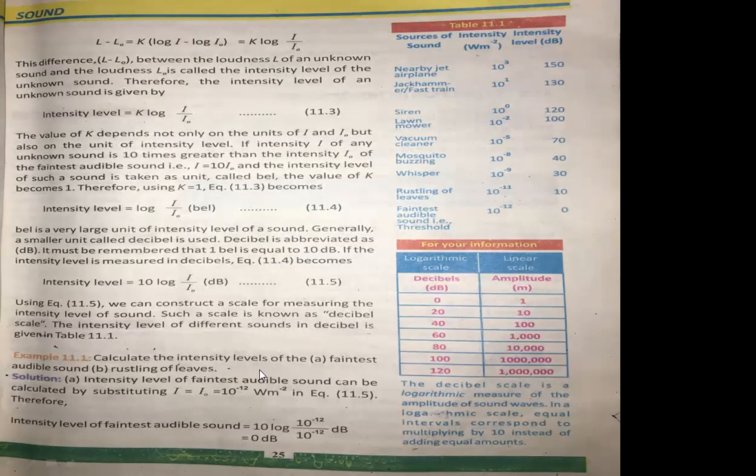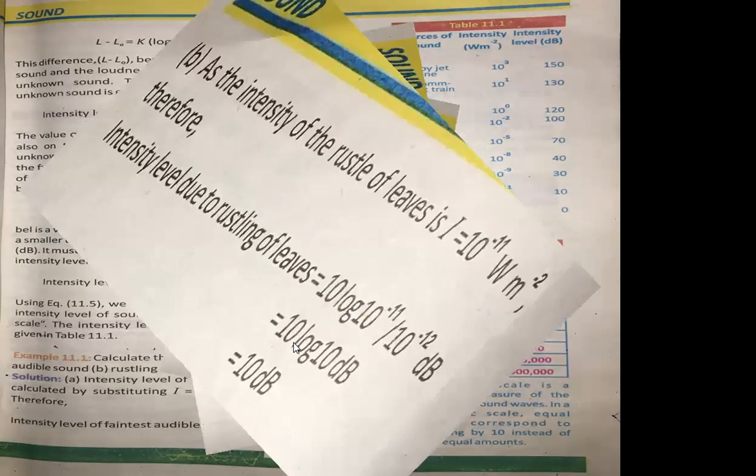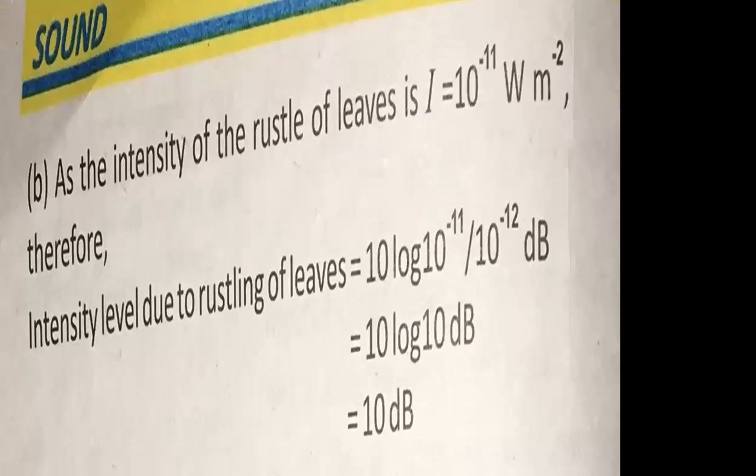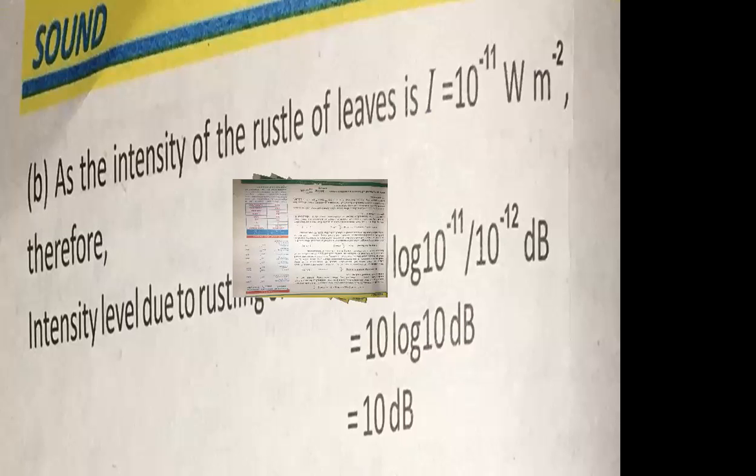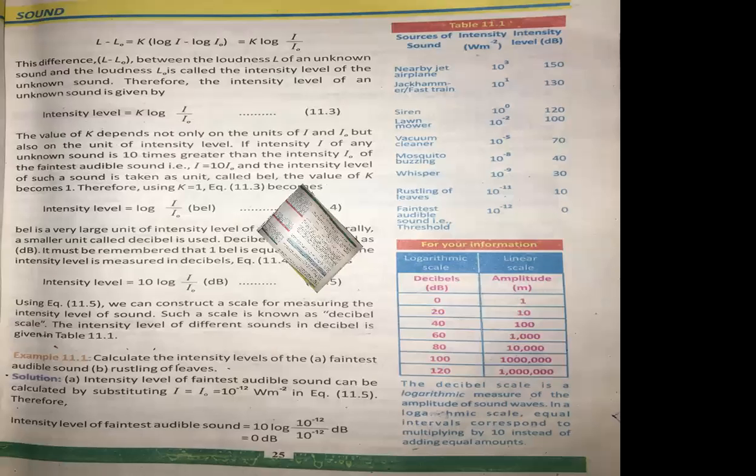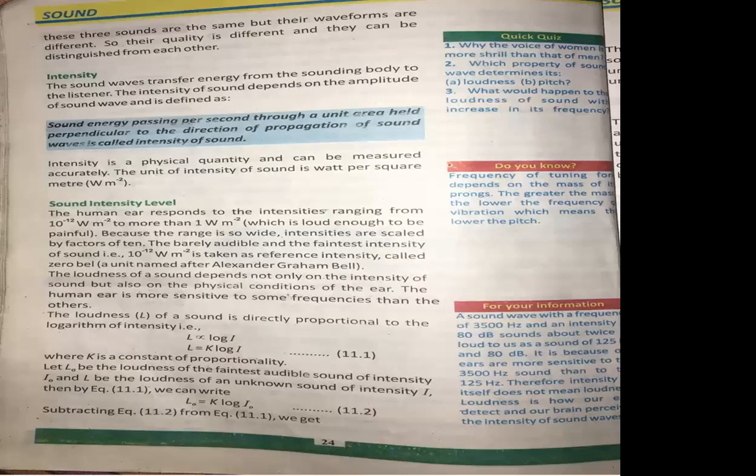So this is the end of today's lecture. I will repeat the whole thing for you one more time. What we discussed today: we studied the definition. Sound energy passing per second through a unit area held perpendicular to the direction of propagation of the sound wave is called the intensity of sound.